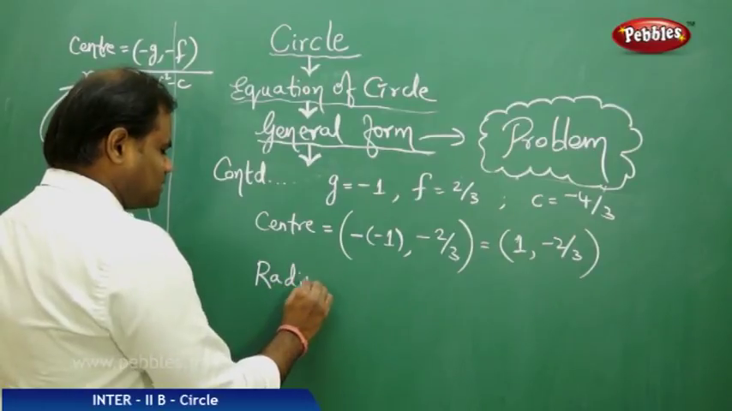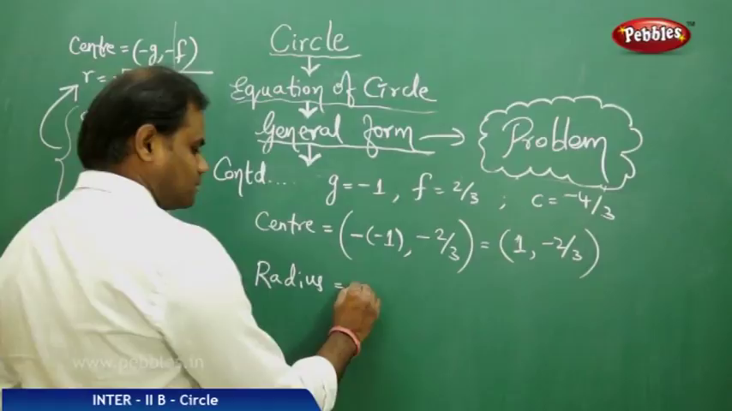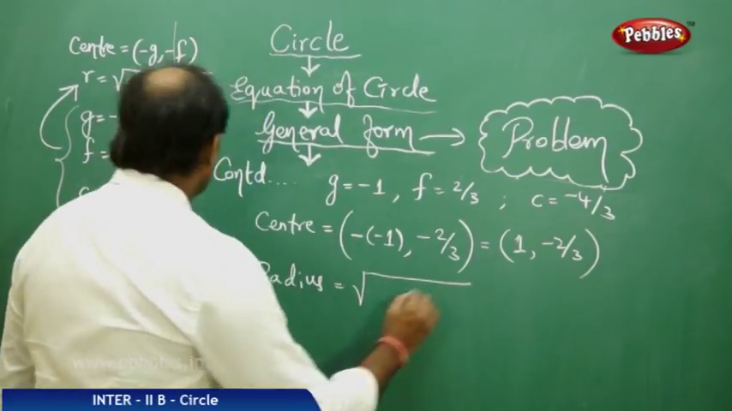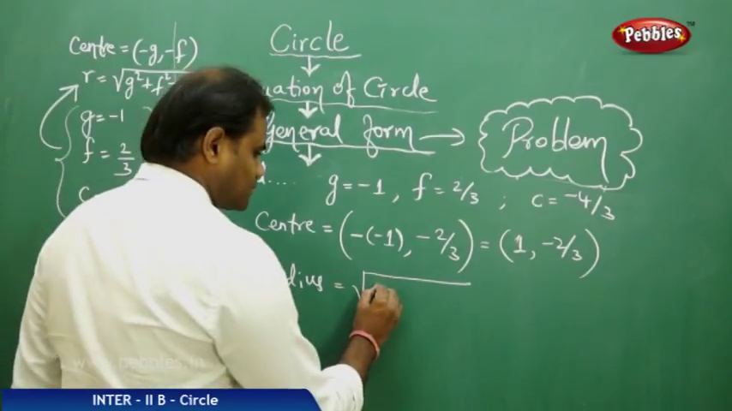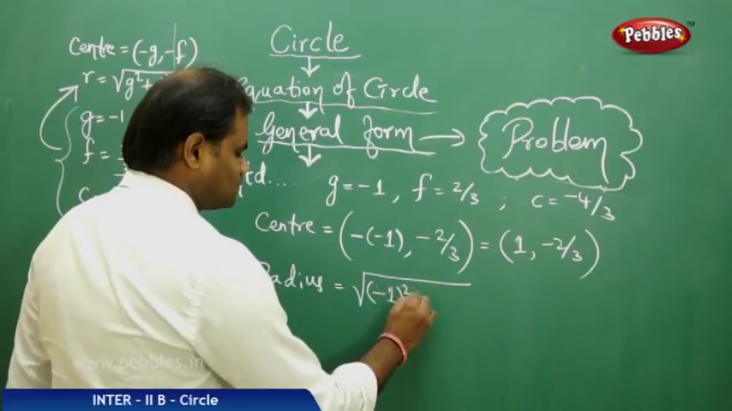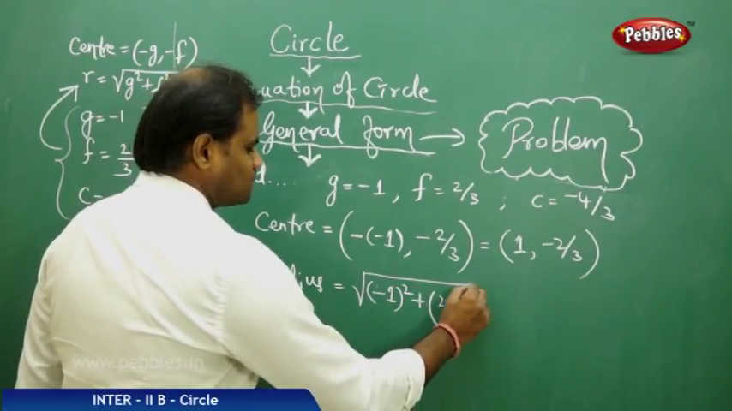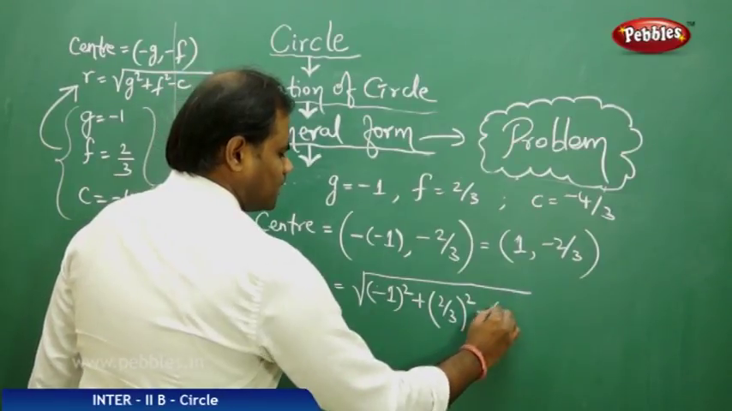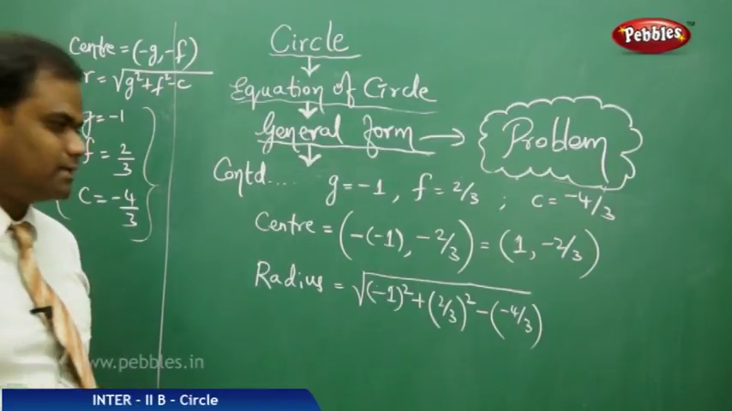And next is finding the radius, where I need to use the formula root of G squared plus F squared minus C. That is, G squared plus F squared minus C is what we get.